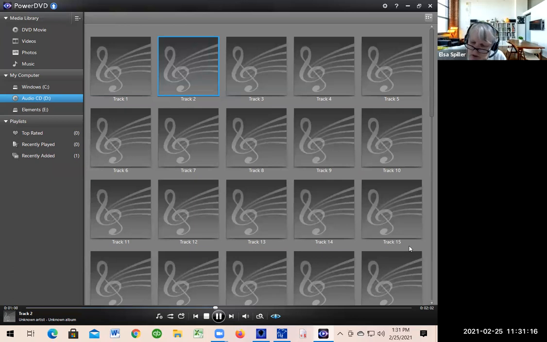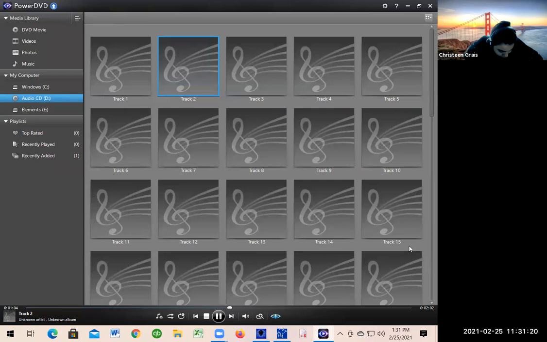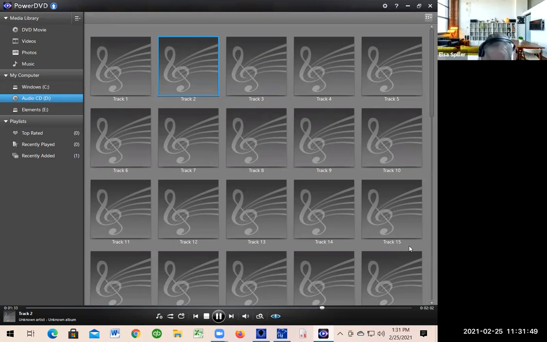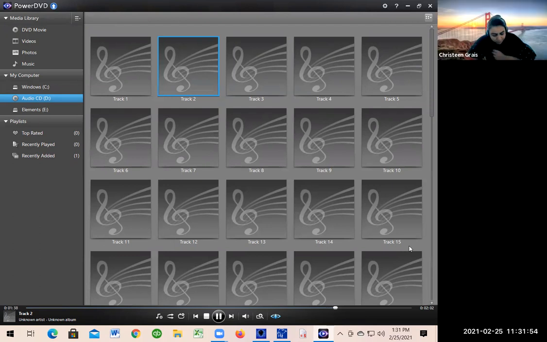1, math. 2, language arts, English. 3, PE, physical education. 4, social studies, history. 5, art. 6, music. 7, technology. 8, community service. 9, world languages. 10, science.